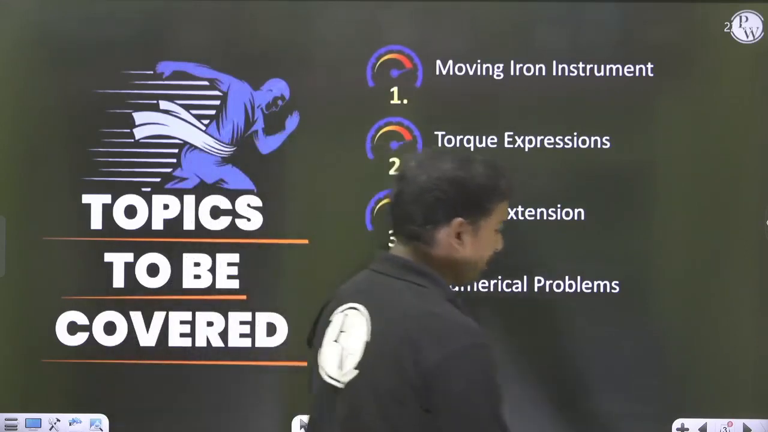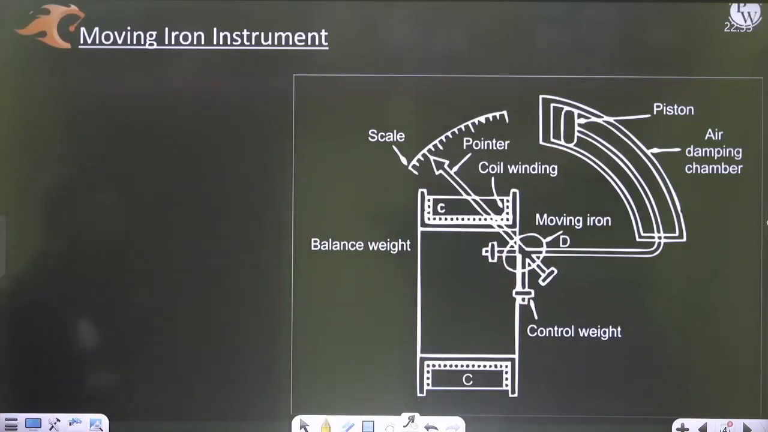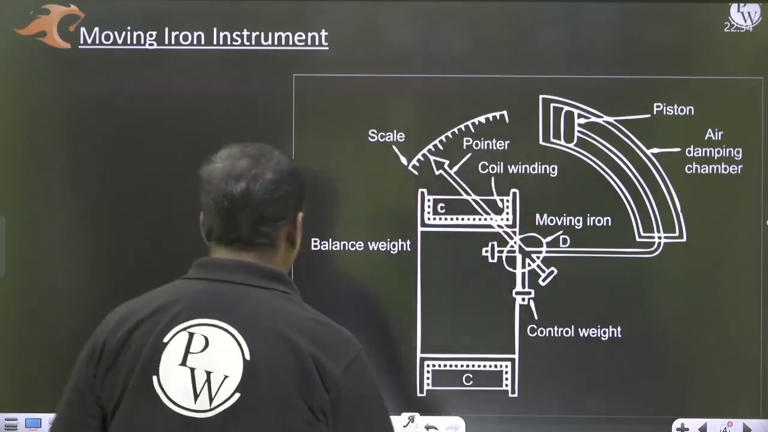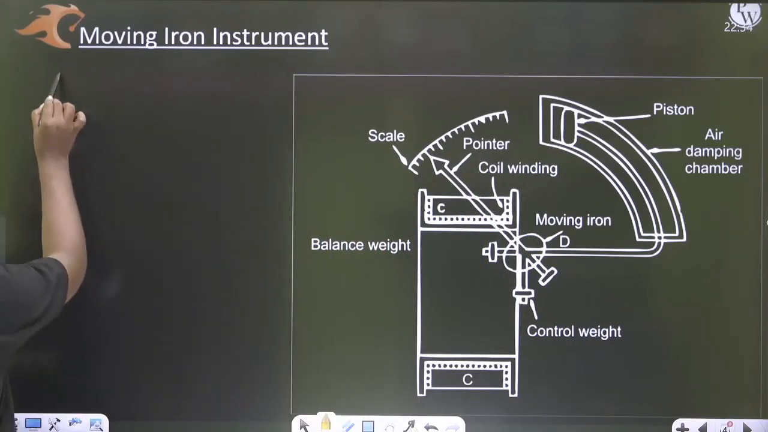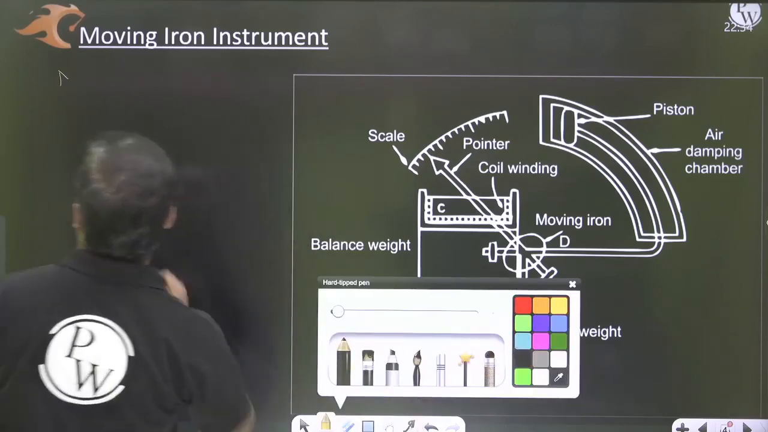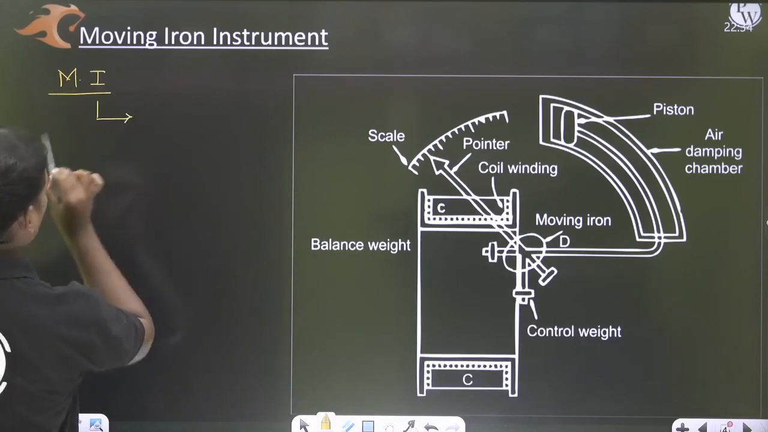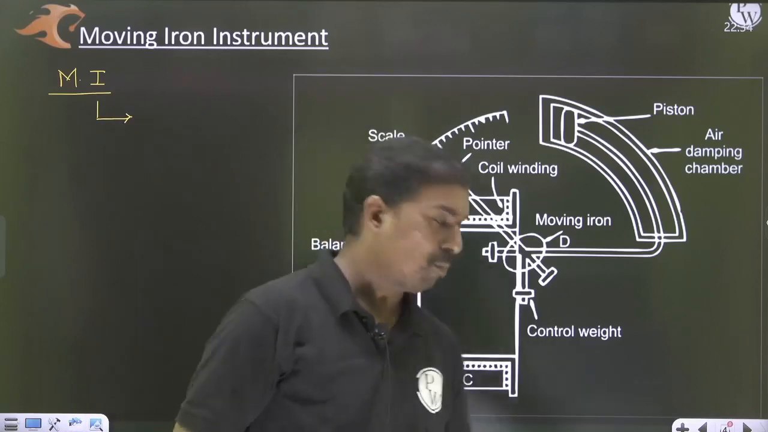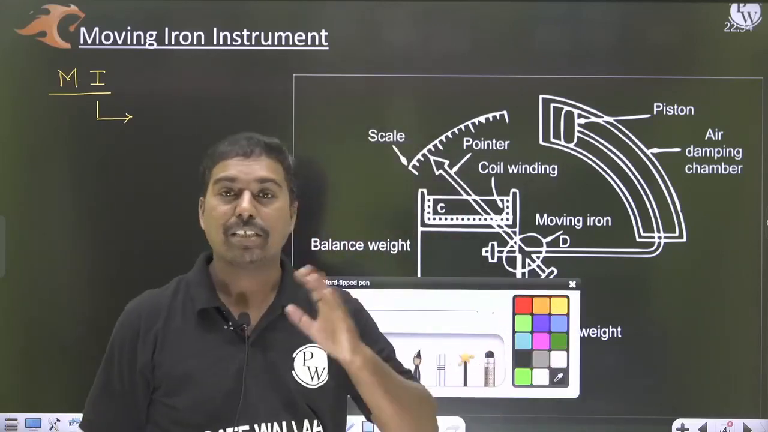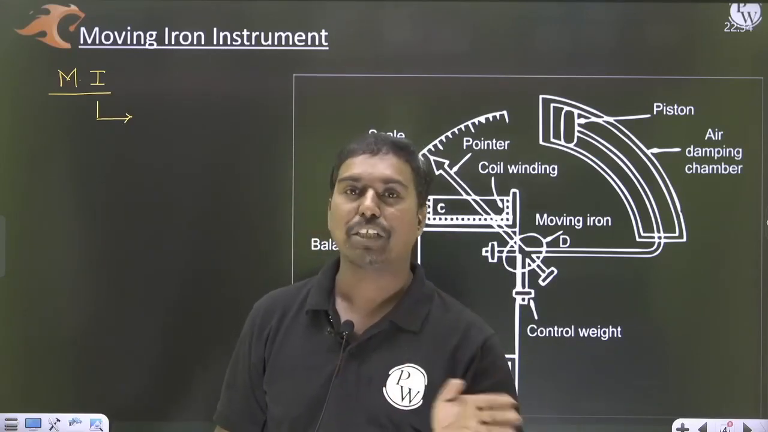First we'll start with the constructional features of the moving iron instrument. This is the textbook diagram of the moving iron instrument. Fundamentally, the moving iron instrument differs from the PMMC: internally it does not have a permanent magnet, whereas our PMMC has the permanent magnet. Moving iron is not having the permanent magnet.